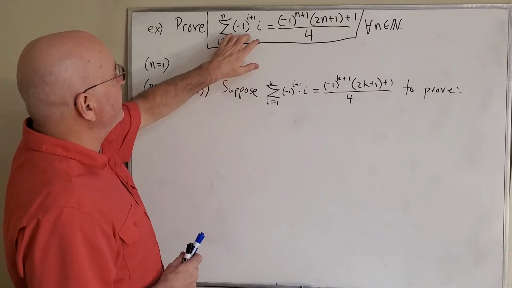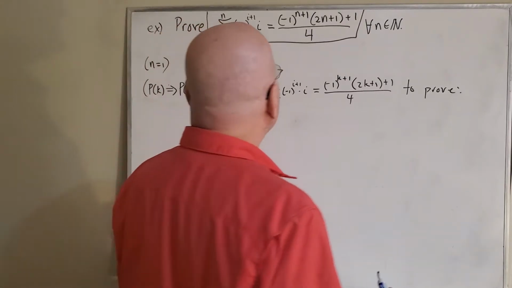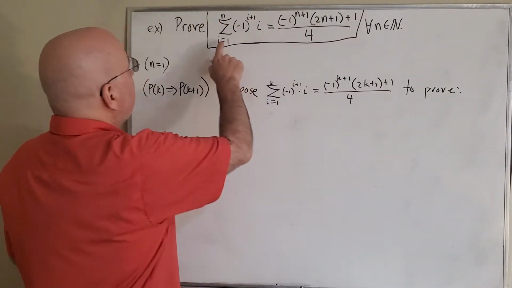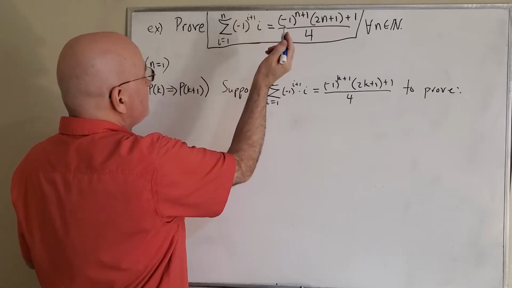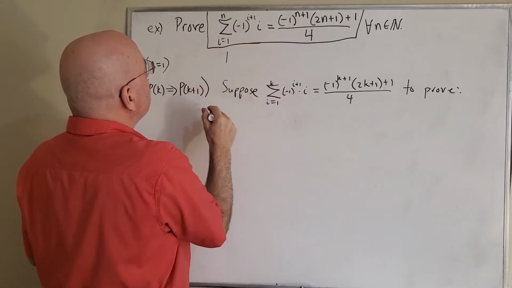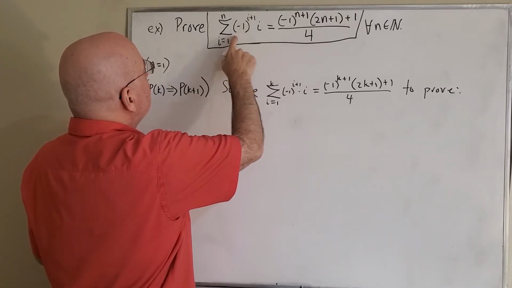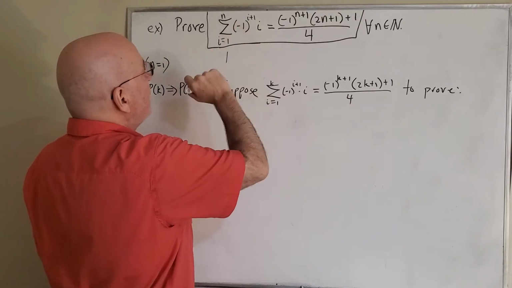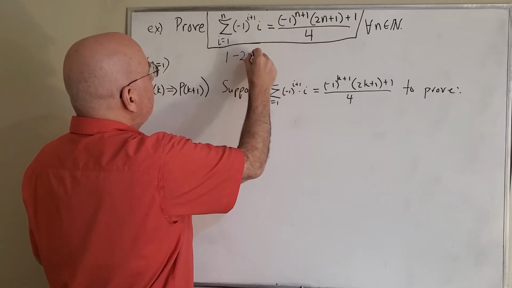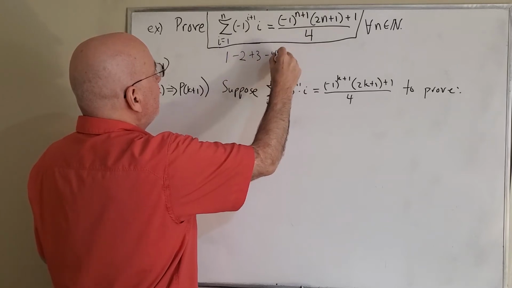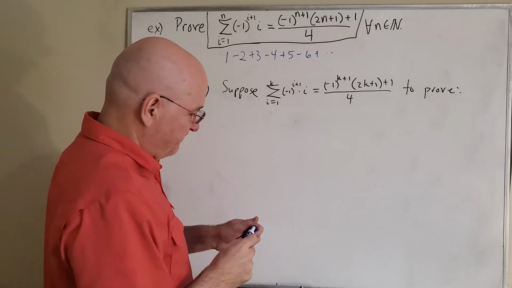So notice what's happening on the left-hand side. When I is 1, we get -1 squared, which is just 1, so we get 1. When I is 2, we get -1 to an odd number, so it's -1, so we get a -2. And then we get a +3, and then a -4, and a +5, and a -6, and it goes so on.